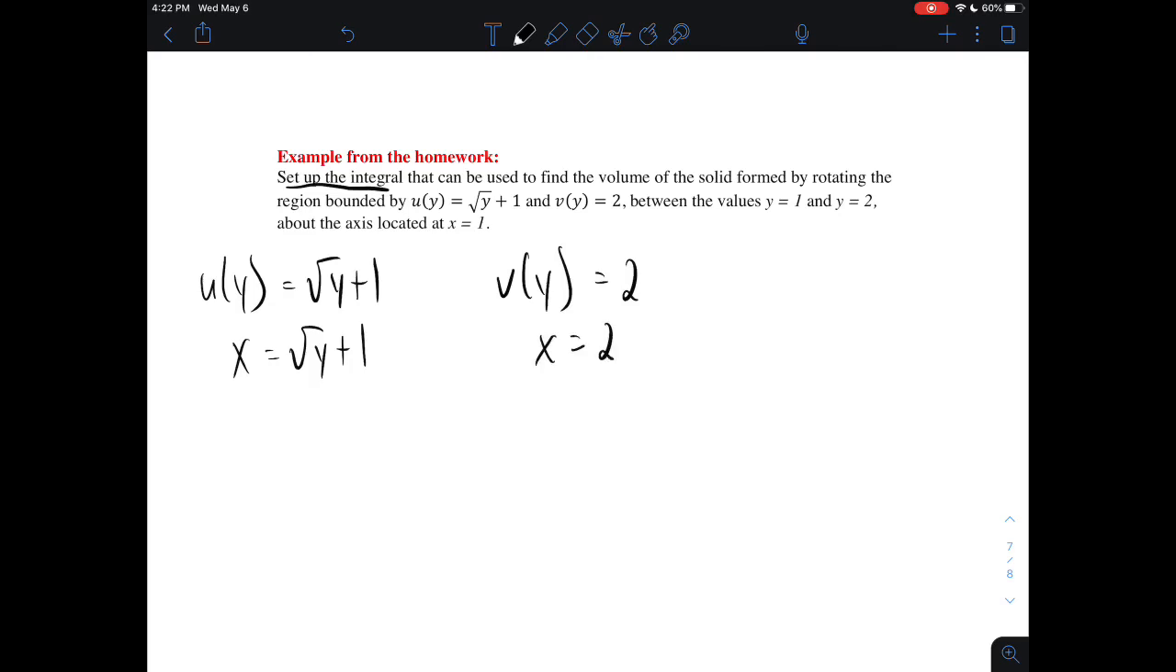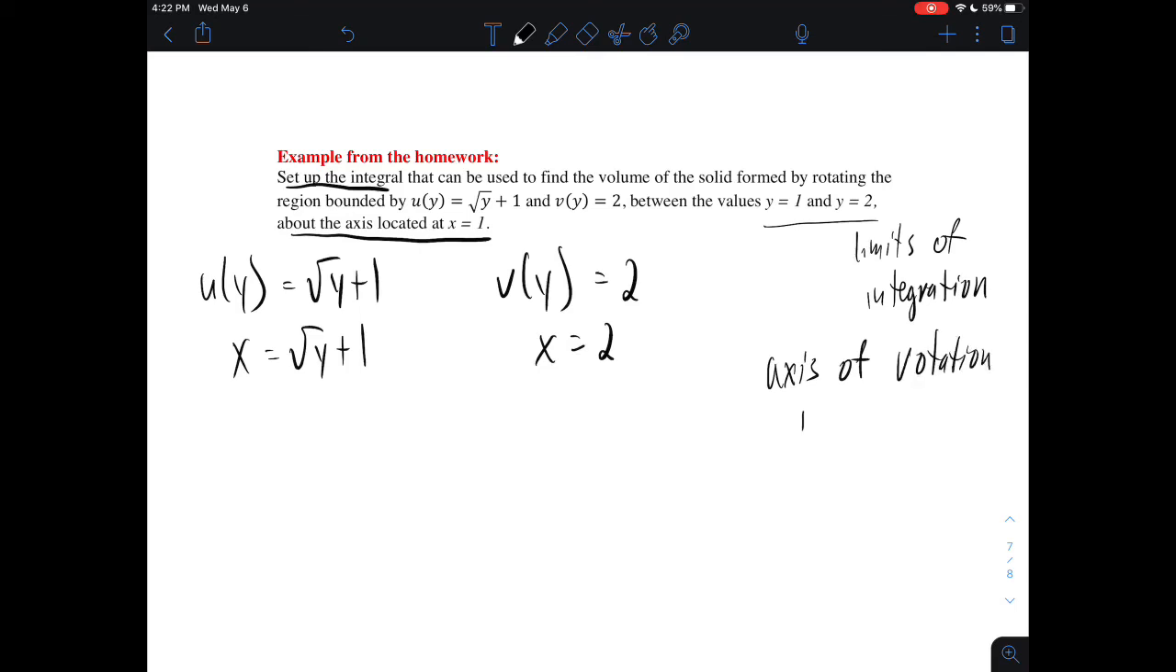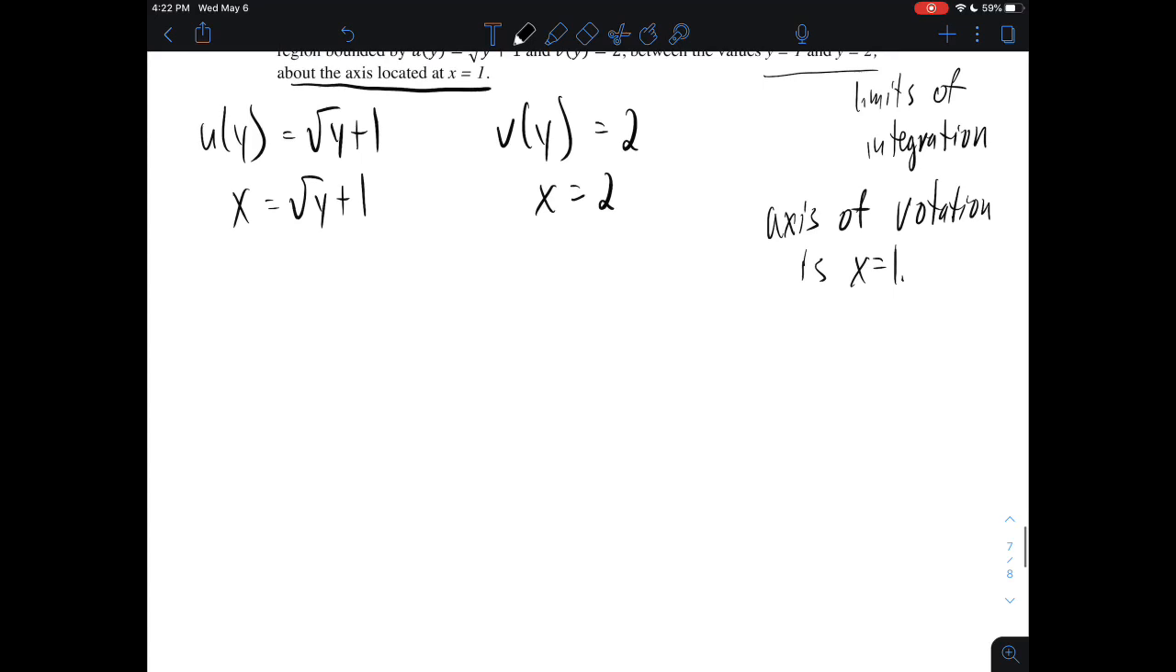Between the values y equal 1 and y equal 2, this is giving you a hint as to what your limits of integration are. And then you are rotating this entire region about the axis located at x equal 1. So the axis of rotation is x equal to 1. So let's do like we did before. Let's draw a picture to start with.